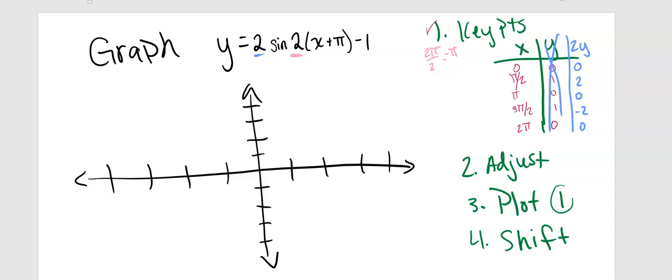So what I'm going to do, I'm also going to add in a column here, and I'm going to take my x values and divide them all by 2. So I'm going to have new x's and new y's. So 0 divided by 2 is 0. Pi halves divided by 2.